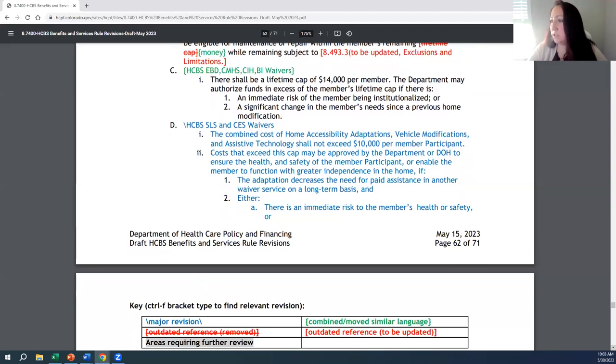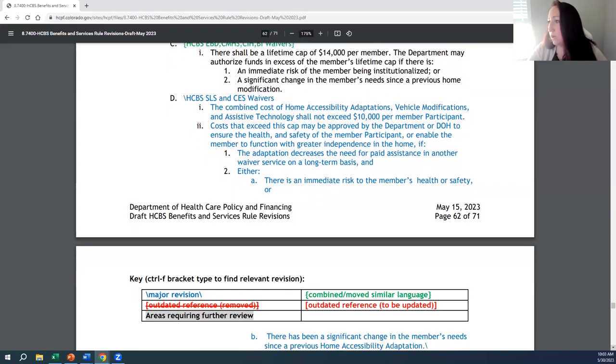And then under the HCBS, SLS, and CES waivers, supported living service and child extensive service waivers, one, the combined cost of home accessibility adaptations, vehicle modifications, and assistive technologies shall not exceed $10,000 per member participant. Two, costs that exceed this cap may be approved by the department or DOH to ensure the health and safety of the member participant or enable the member to function with greater independence in the home.